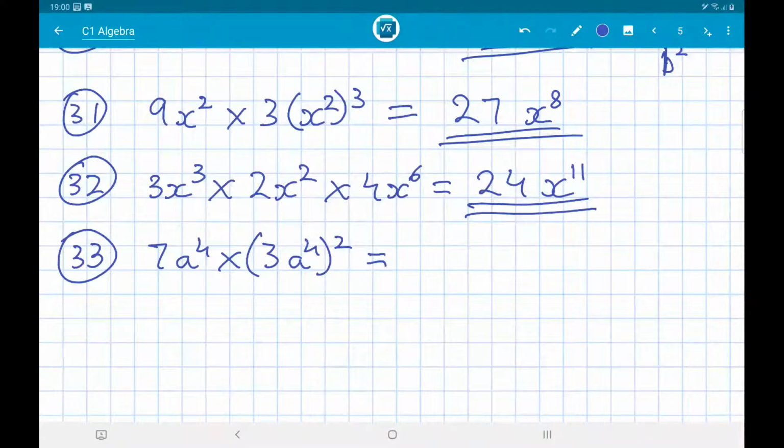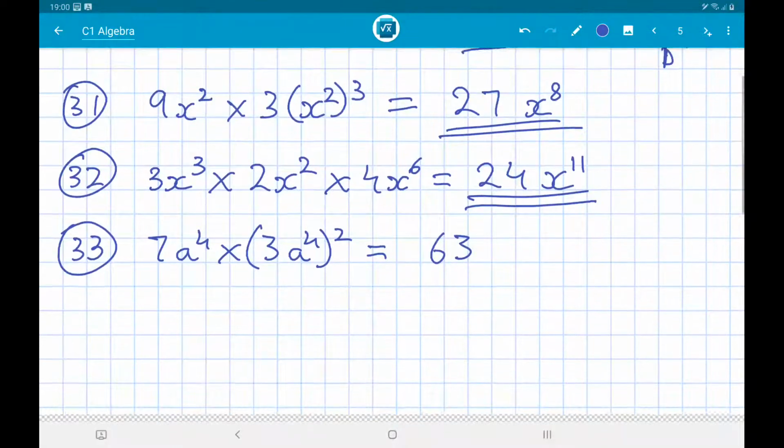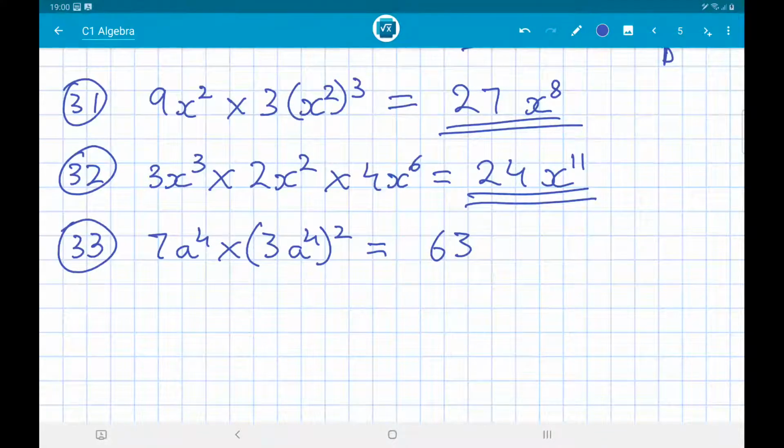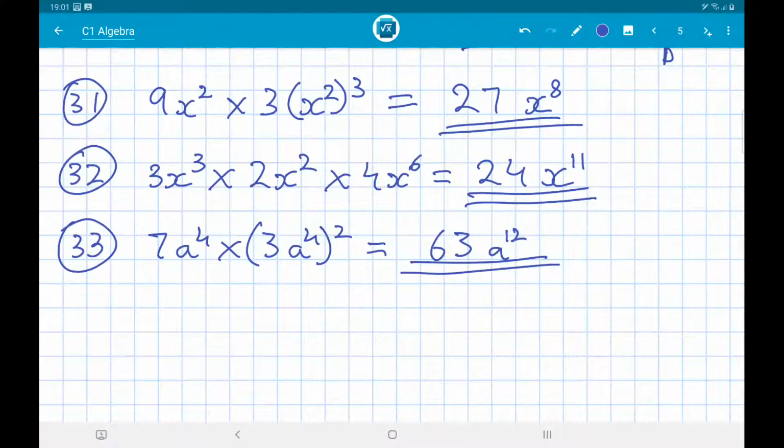7a is equal to 7 times 3. No, that's not 7 times 3. It's 7 times 3 times 3, so it's 21 times 3. Come on, guys, you should be knowing this answer. It's 63, because you have 7 and then 3 times 3 is 9. So 9 times 7, 63. 4 plus 4 times 3 is 8, so 4 plus 8 is 12. You have a to the 12. That's the answer.